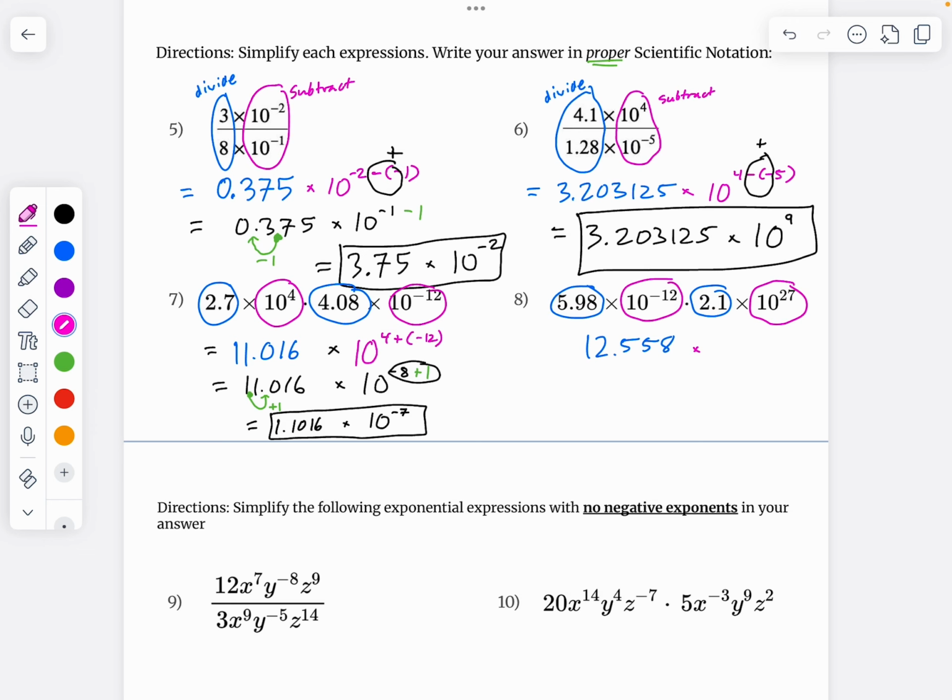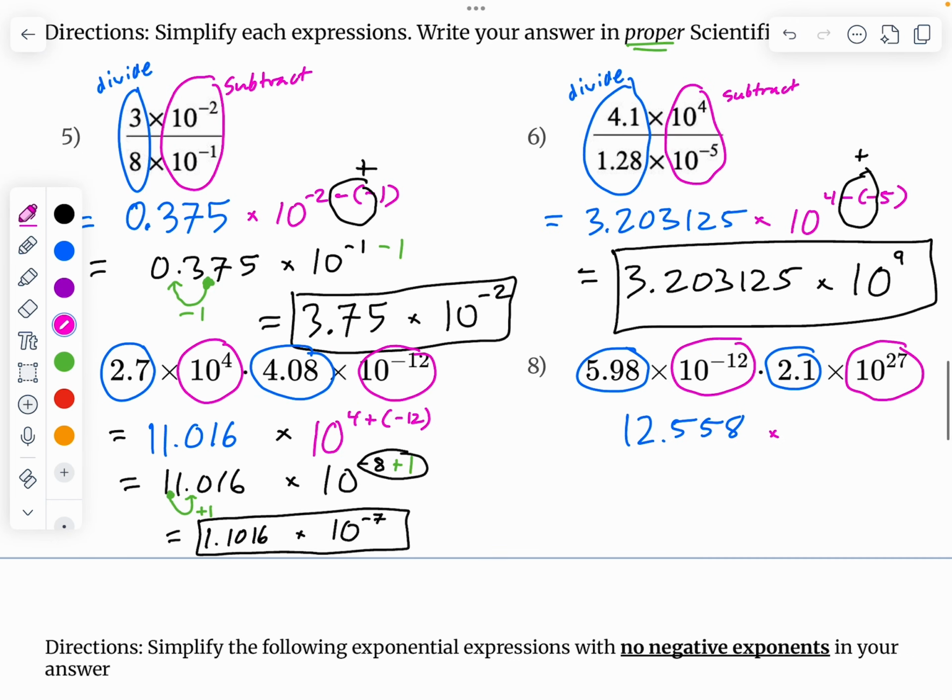Or checking your work. Now, what's the rule for multiplication? You gotta add negative 12 plus 27. Negative 12 plus 27 is the same as 27 minus 12. 27 minus 12 happens to be 15. Is that correct? Yes. Okay. All done. Nope, not all done. Needs to be proper. I'm gonna move the decimal here. That means I have to add 1. And if you got this one correct, I applaud you. Let me literally applaud you. Good job, guys.